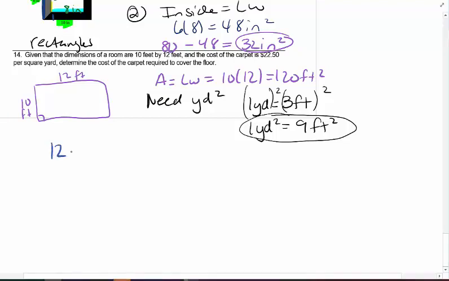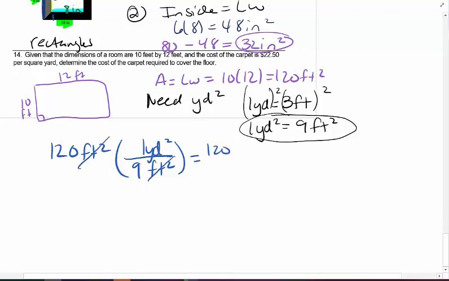So I have 120 feet squared. What I want is the yard squared. What I want to get rid of is the feet squared. These cancel. 120 divided by 9. And this is where I want to be careful, because again, I don't want to double round. I can simplify this. So 3 goes into both of these. It's 40 over 3. If I round this, I need to be careful that I keep the full amount in my calculator. So I'm going to leave it as 40 over 3 to do that last step.